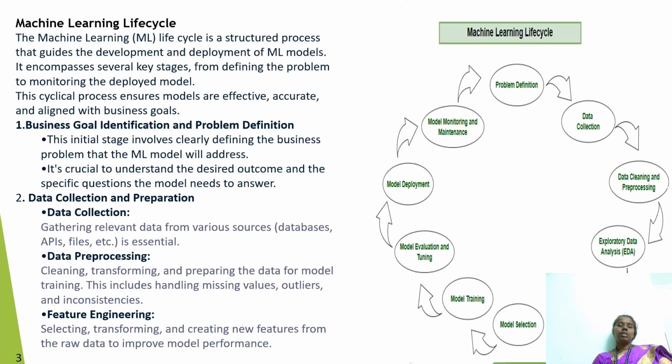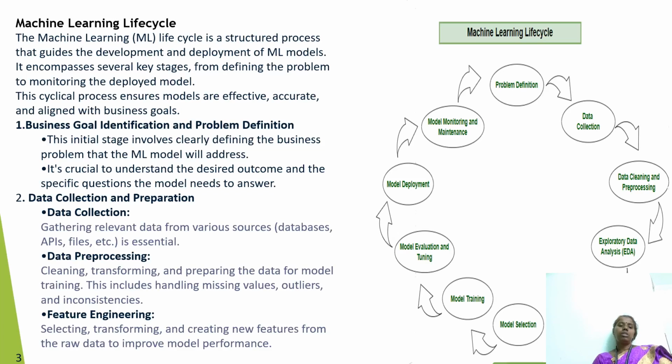The machine learning life cycle is a structured process that guides the development and deployment of machine learning models. It encompasses several key stages, from defining the problem to monitoring the deployed model. The cyclical process ensures models are effective, accurate, and aligned with business goals. The first stage we call business goal identification and problem definition. The initial stage involves clearly defining the business problem that the machine learning model will address. It's crucial to understand the desired outcome and the specific questions the model needs to answer.